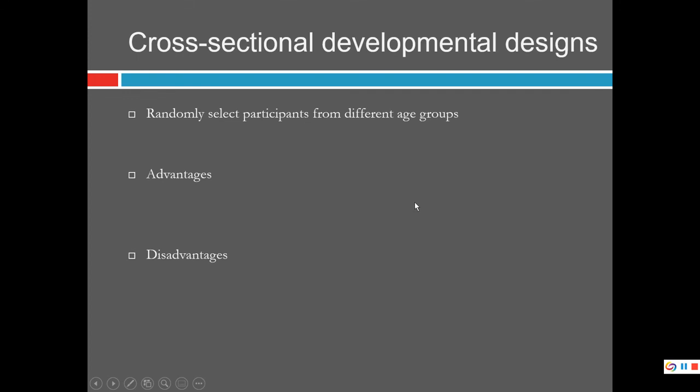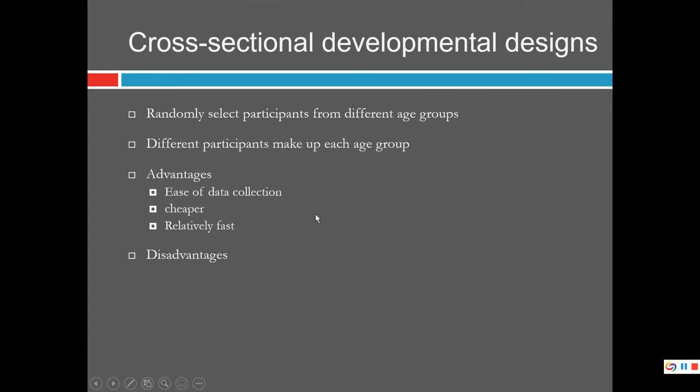Cross-sectional designs are where you just take cross-sections, subsamples of people from different ages, and compare those subsamples. So you have different participants in each age group. And this is really good because it is fast, cheap, and relatively easy.